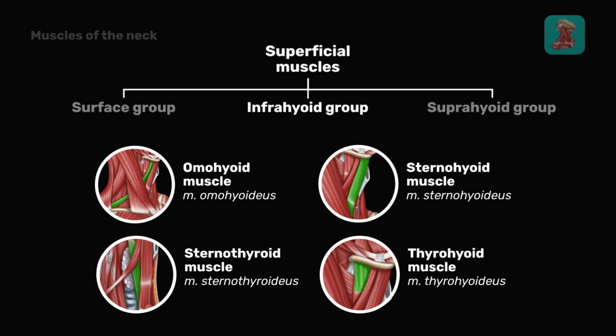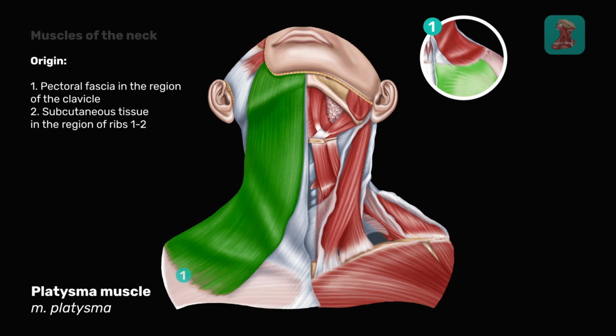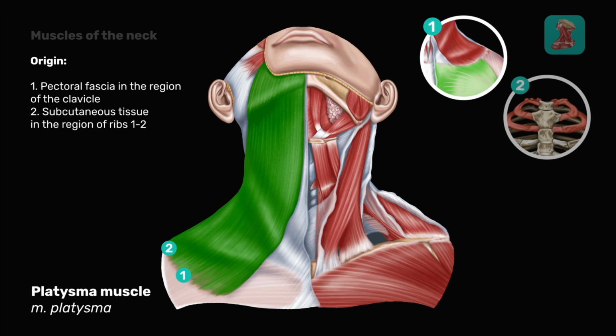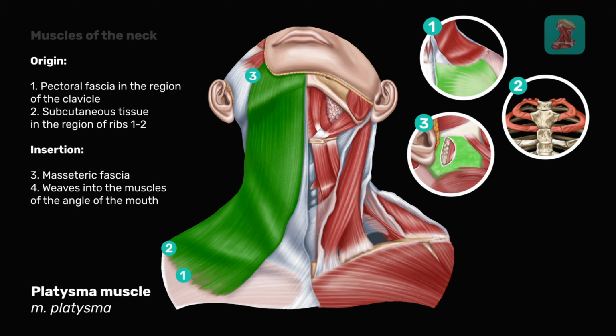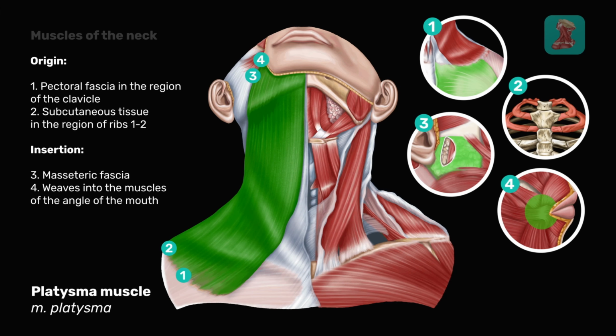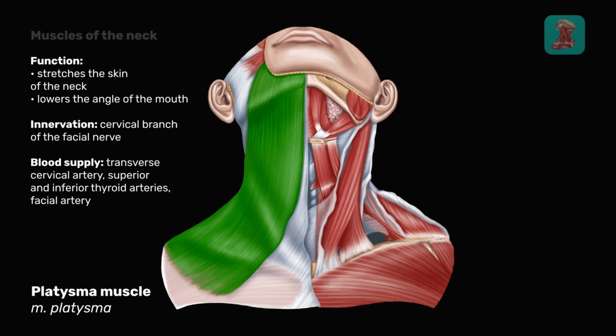Let us examine each muscle in greater detail. The platysma muscle originates from the pectoral fascia in the region of the clavicle and the subcutaneous tissue in the region of ribs 1 to 2. It inserts into the mesenteric fascia and weaves into the muscles of the angle of the mouth. Function: the muscle stretches the skin of the neck. Also, it is classified as a fascial muscle. It lowers the angle of the mouth. The following structures innervate the muscle and supply it with blood.